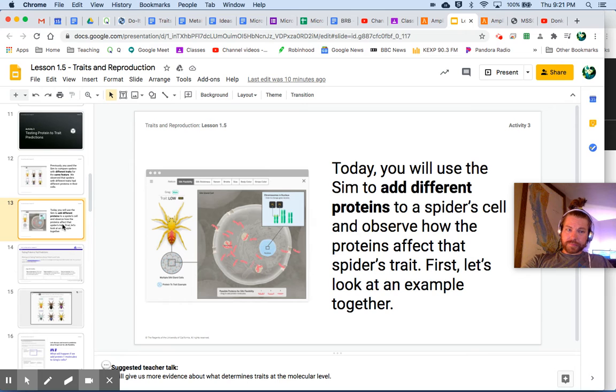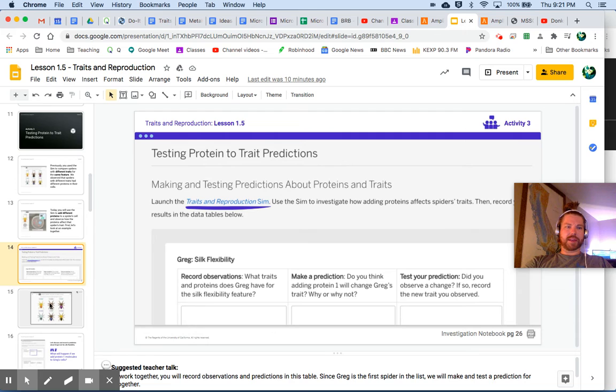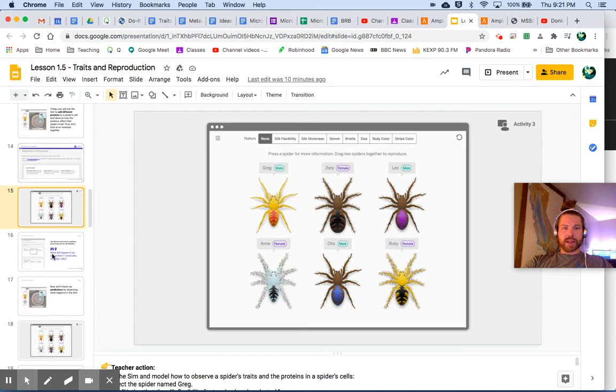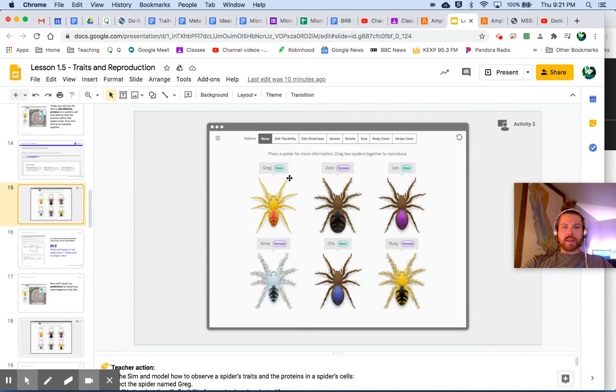Here's Greg. Where's Greg? Right here. First one, yellow spider. You know what? Let me launch the sim for us. Great. Let's go ahead and fill out that first box right here. It says, what traits and proteins does Greg have for the silk flexibility feature? Okay, here's Greg. Let's click on silk flexibility. And okay, the trait is low. So he has low silk flexibility.